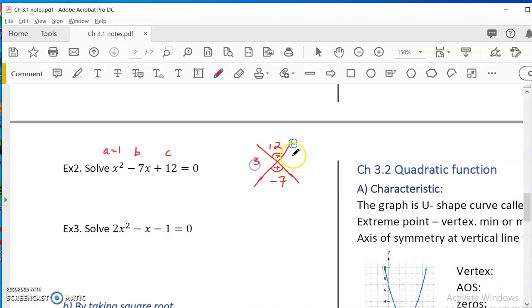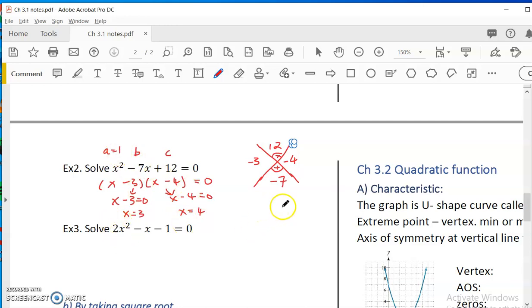Of course, 3 times 4, right? But when you add them, they're not negative 7 unless you use negative and negative. So when you multiply these two, it's 12. When you add them, they're negative 7. So because A is equal to 1, you can just factor it directly using the numbers. x minus 3 times x minus 4 equals 0, and you split them. x minus 3 equals 0, x equals 3. x minus 4 equals 0, x equals 4. So this is the regular diamond because A equals 1.